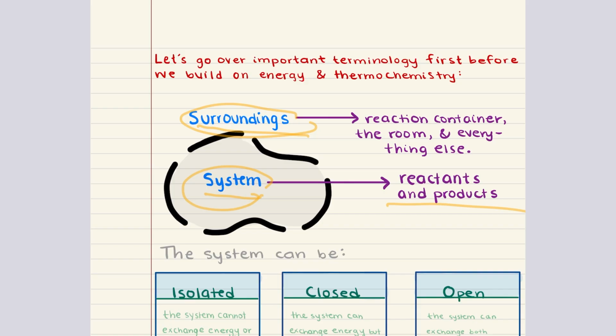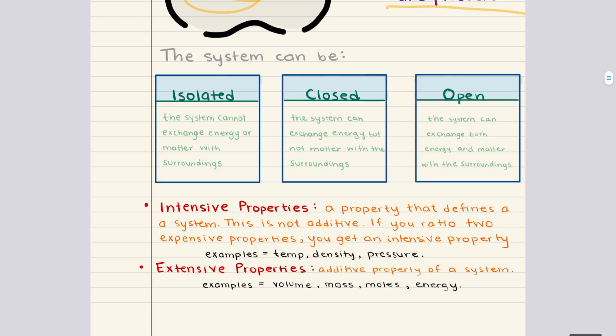Understanding this boundary is important because energy flows between the system and its surroundings. For example, if a reaction releases heat, the system is losing energy and the surroundings are gaining it. Further, we can also classify systems based on how much interaction they have with their surroundings. For example, an isolated system can't exchange matter or energy with the outside world, with the surroundings.